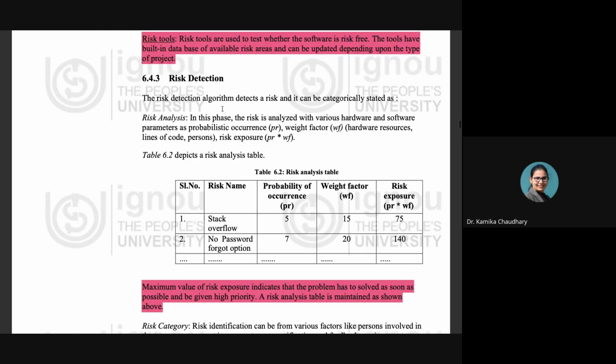The risk detection algorithm detects a risk and it can be categorically stated as risk analysis. So this table is showing us how the risk analysis is being performed. In this phase, the risk is analyzed with various hardware and software parameters such as the probabilistic occurrence, weight factor, and hardware resources. Weight factor is going to include what? Hardware resources, lines of code, persons, and risk exposure is going to be a multiplication of the probability of occurrence and the weight factor.